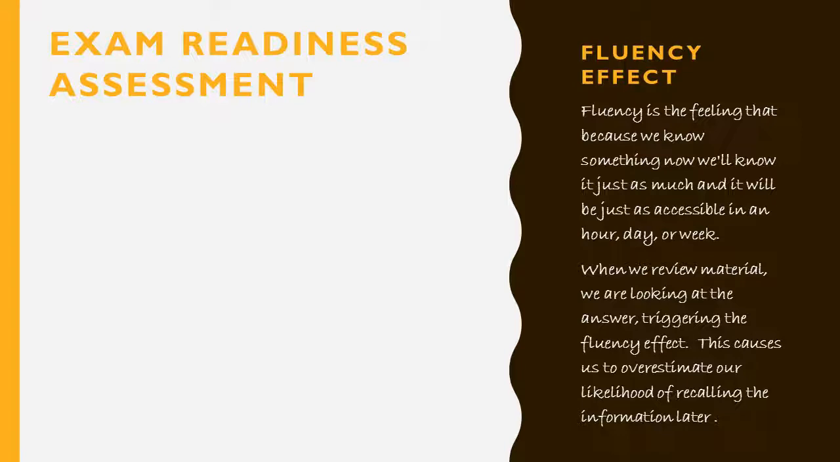This means when we're reviewing over material and we're actually looking at the answers, it triggers the fluency effect. This can cause us to overestimate our likelihood of recalling the information later. You probably have had this happen to you before when you've prepped for an exam, you felt you really knew it, you went in and it did not go well and you're like, oh my god, I don't know why I could not remember that information. I felt like I knew it so well. You might have actually had the fluency effect because you were looking at the answers with the work.